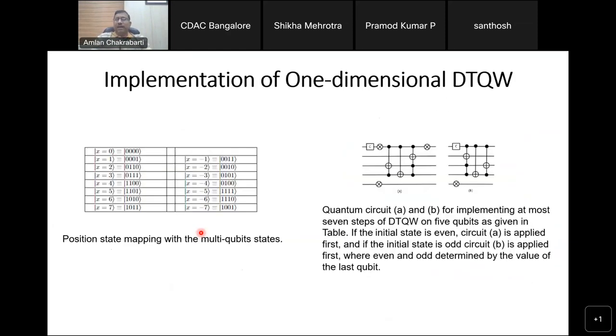So now how do we implement this? The positions in your search space are encoded as quantum states, like the simple encoding we have done. So you may have 0 to 7 as the positional states, and you encode them using qubits. You require log 2^7 qubits to do this. So this is the way we do it.